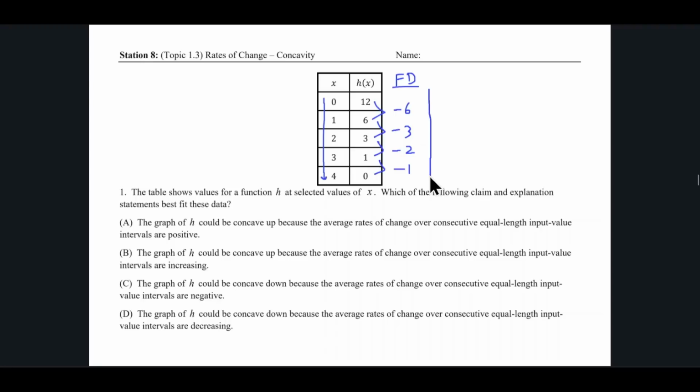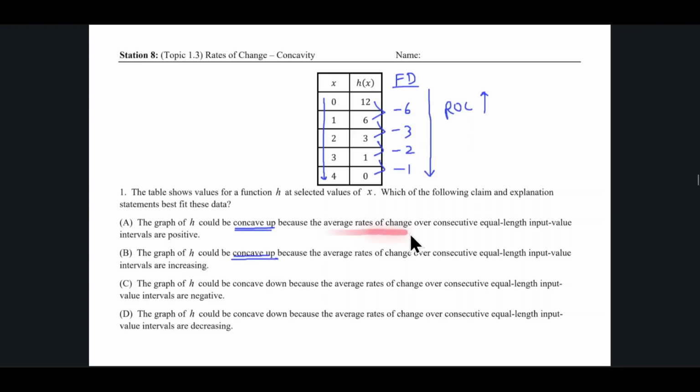What do you think? Is the first difference increasing or decreasing? Increasing, right? Because negative numbers getting smaller means overall the numbers are getting bigger. And because the first difference is now equivalent to ROC, if the ROC increases, this means that the function is concave up. So it is definitely concave up.